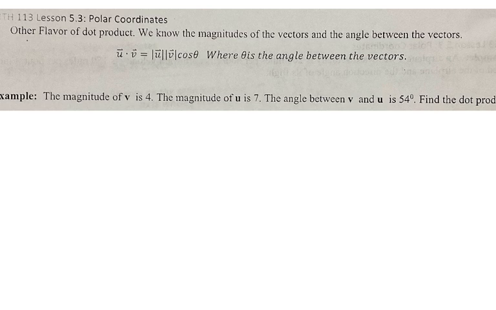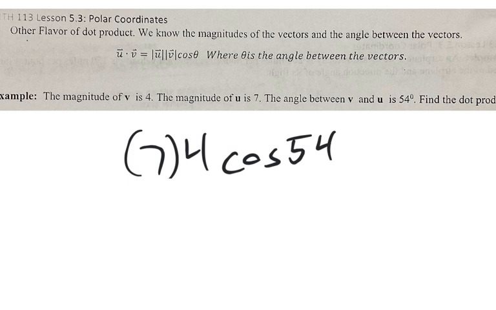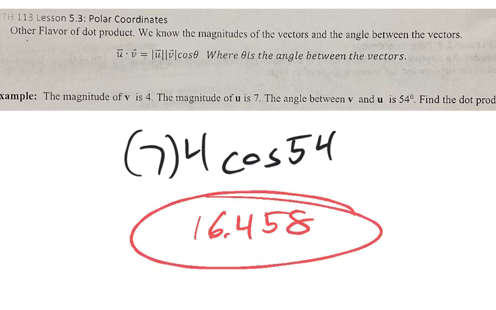So this would be the magnitude of u, which is 7, times the magnitude of v, which is 4, times the cosine of the angle between them, 54. Make sure you're in degrees on your calculator. That gives 16.458. Make sure you're in degree mode.